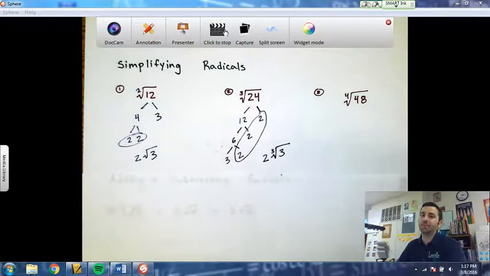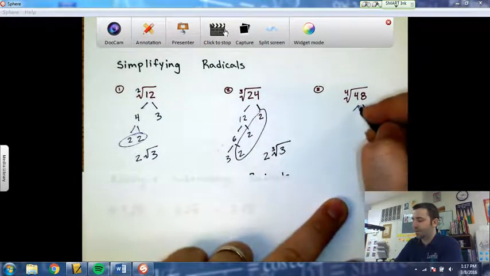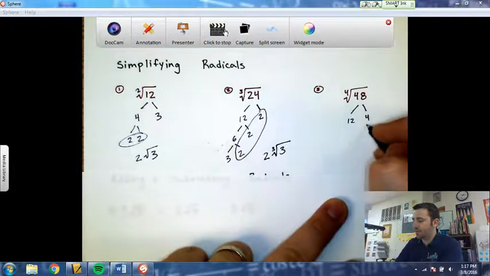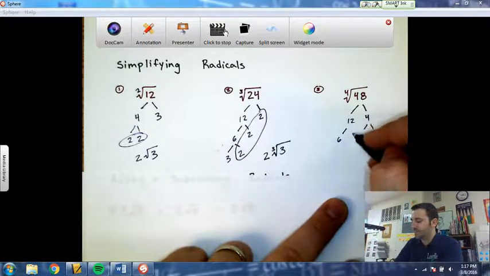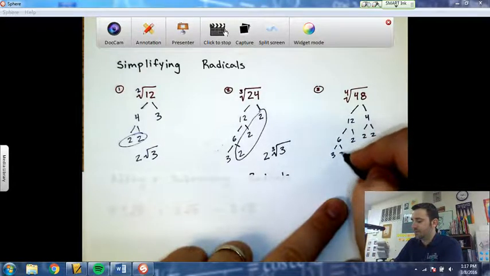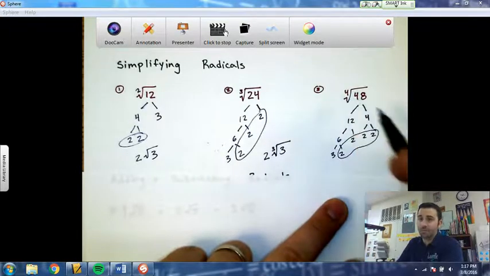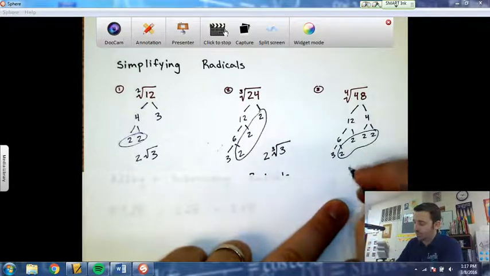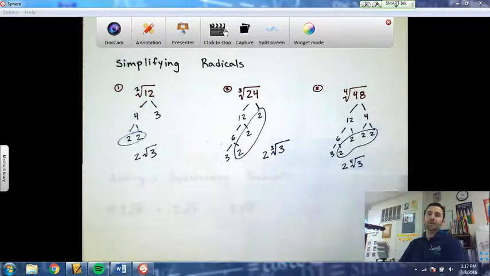Now the fourth root of 48: I can break 48 up into 12 and 4, 4 into 2 and 2, 12 into 6 and 2, and then 6 into 3 and 2. From there I can see I need a group of four 2's, so a 2 can be simplified out of this radical, and I would be left with the fourth root of 3. So each of these gives you examples of taking radicals, based off the index, and simplifying them down.